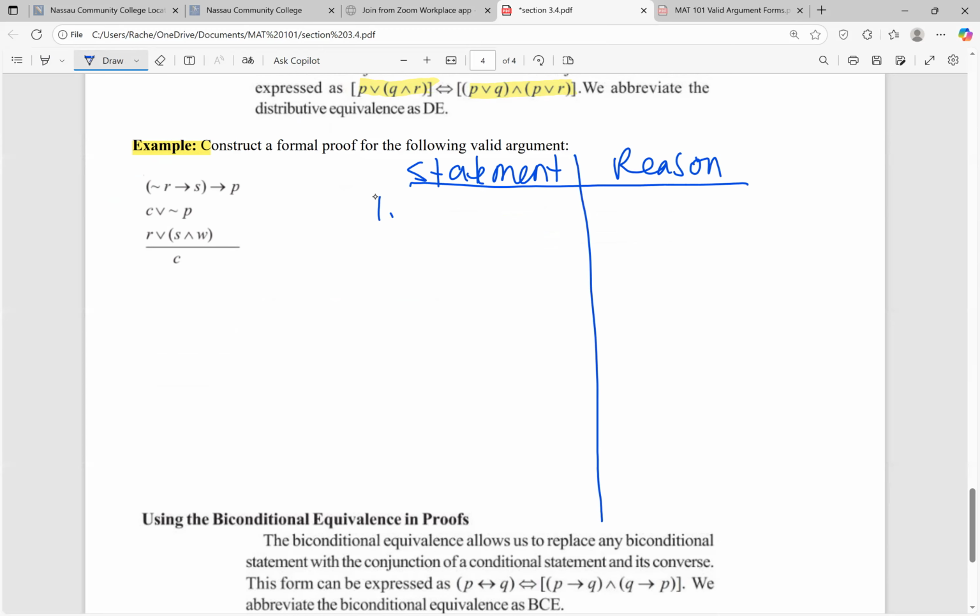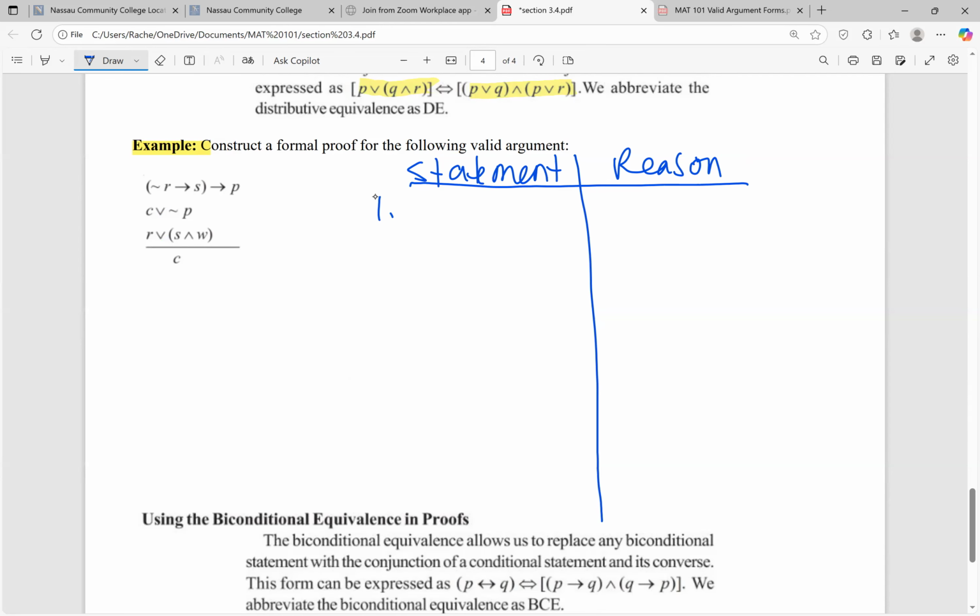So I'm scanning, I'm looking at my premises. I have a conditional, a disjunction, a disjunction. So far nothing's standing out at me like modus ponens or tollens or anything like that. I don't have a conjunction that I could simplify. But I do see that in my third premise, I have a disjunction where the right-hand side is also an and statement. So I'm thinking, oh, okay, I could use my distributive equivalence there, right? And maybe that'll help us.